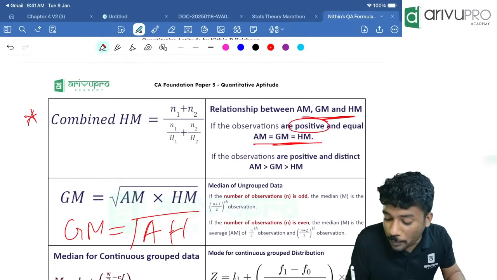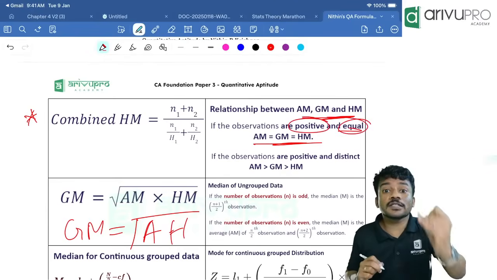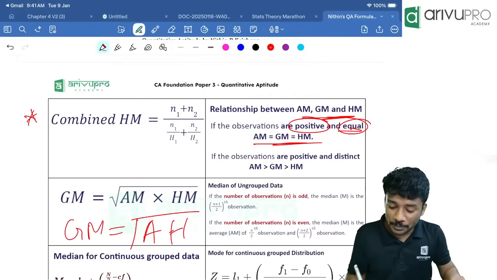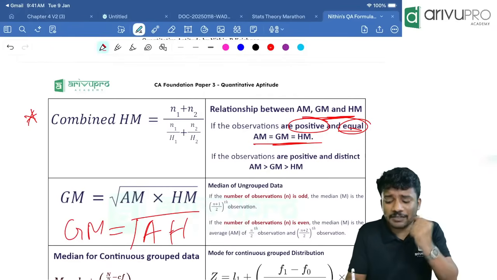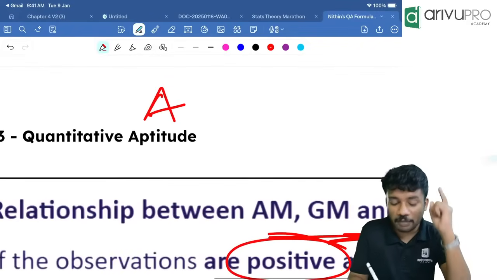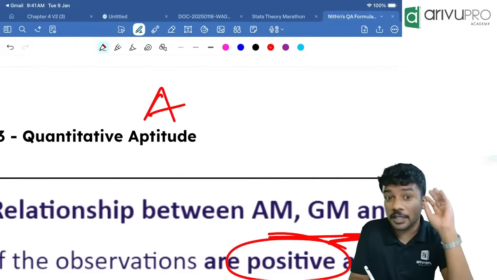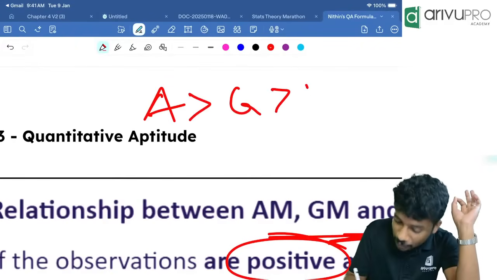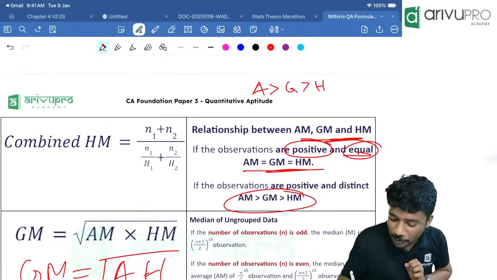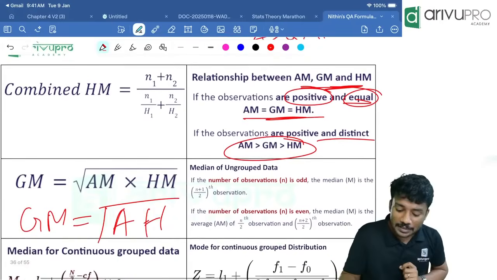Then all are positive and equal. When all the terms are positive and equal, then AM, HM and GM are equal. People, if observations are positive and distinct, how will you write that? You remember A, B, C, D, right? Who will come first? A, then B, C, D, E, F, then G will come, then only H will come. That means A is greater than G greater than H when observations are positive and distinct.